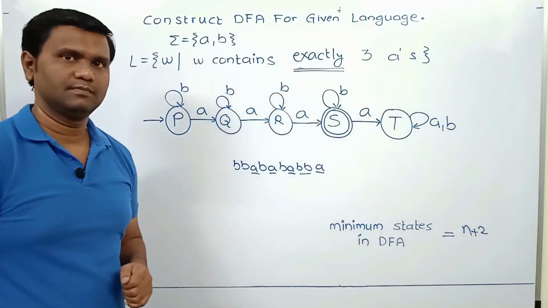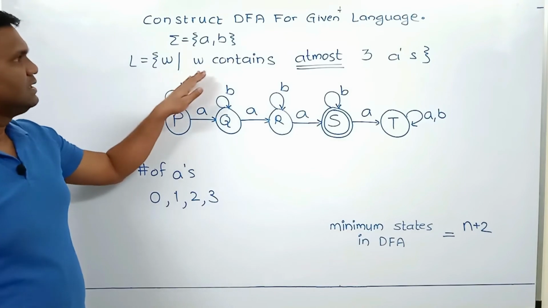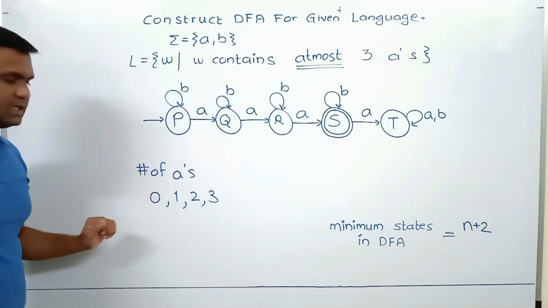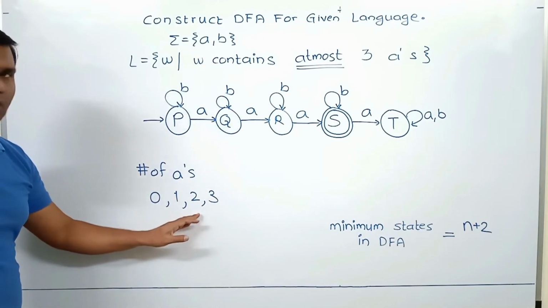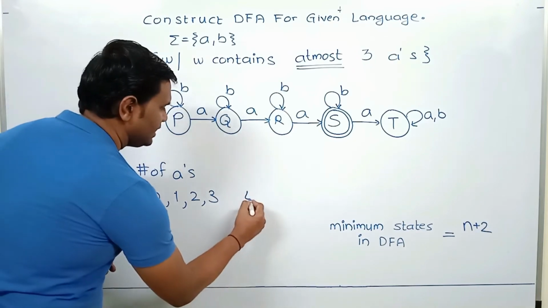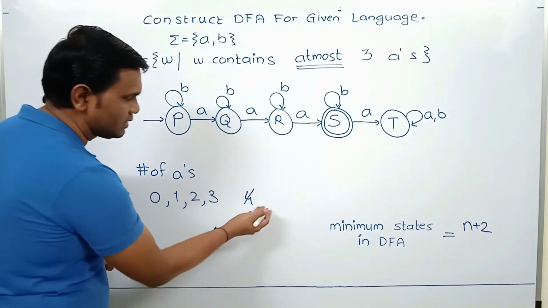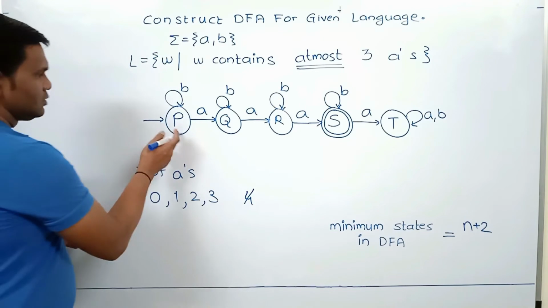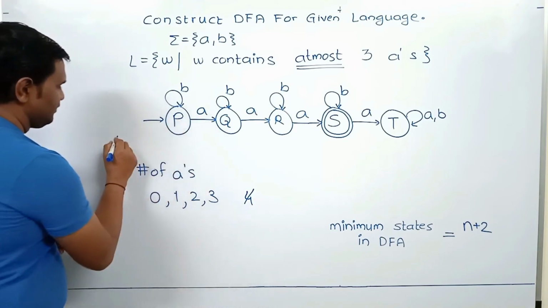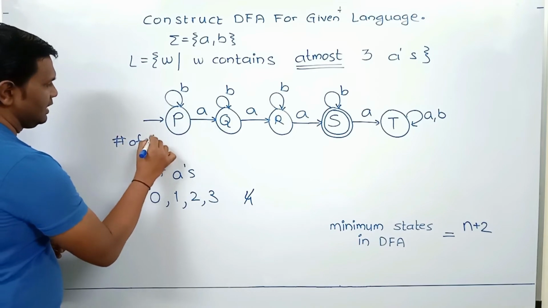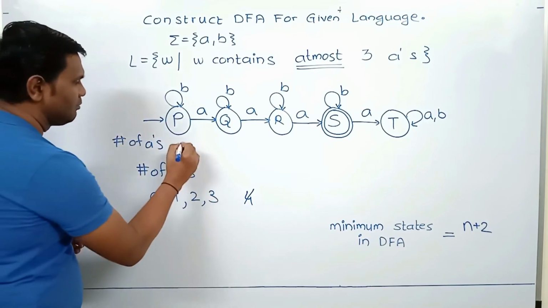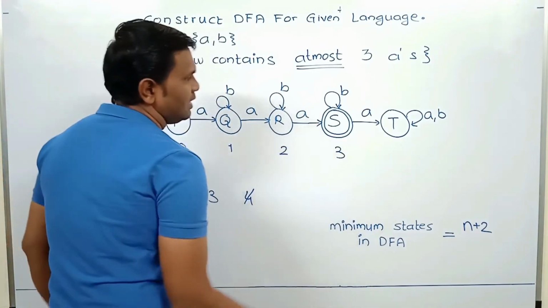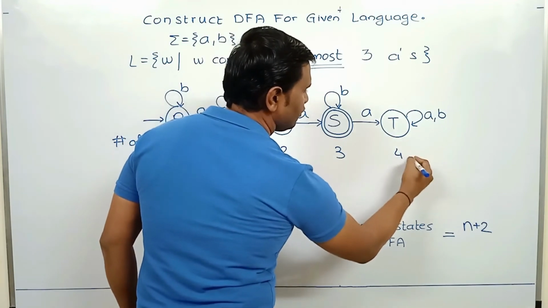minimal DFA. Now consider language L = {W | W contains at most 3 A's}. So the number of A's in the string can be 0 or 1 or 2 or 3. If there are 4 A's, the string should be rejected. If there are more than 3, that is 4, 5, 6 A's, the string should be rejected. So if the processing is in state P, the number of A's is 0. Here it is 1, here it is 2, here it is 3, and here it is 4 or more than 4.